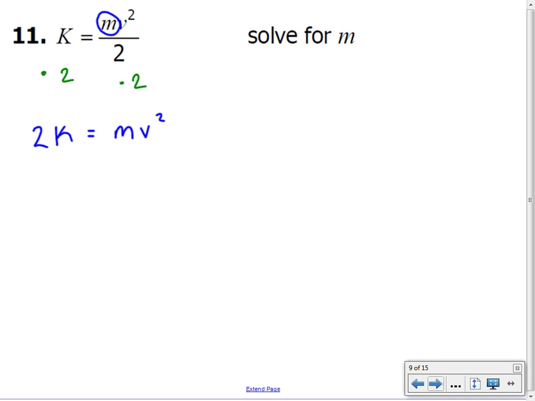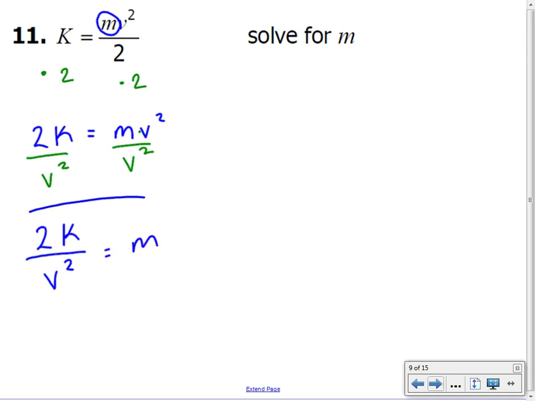And now we have m being multiplied by v squared, so we divide each side by v squared, which gives us our final answer, 2 times k divided by v squared equals m.